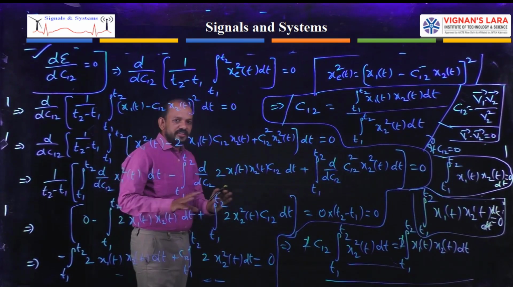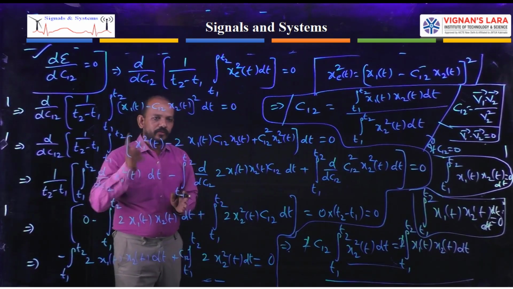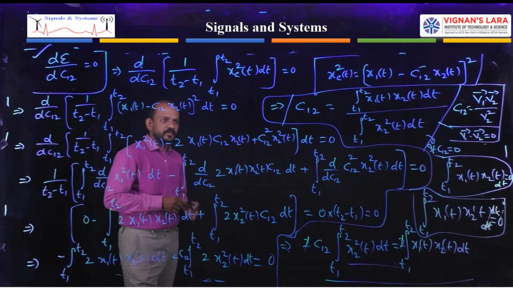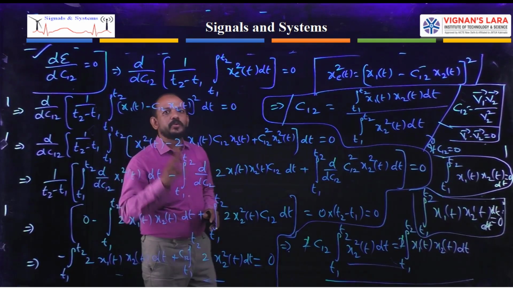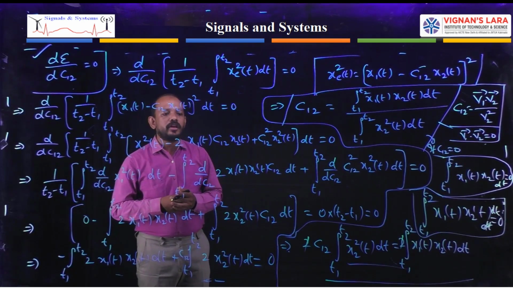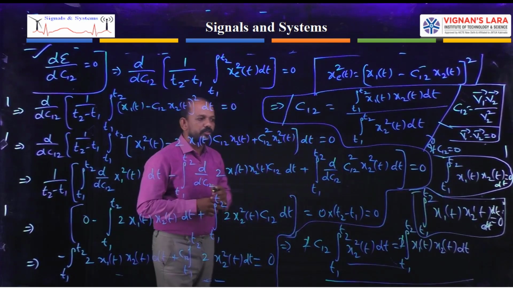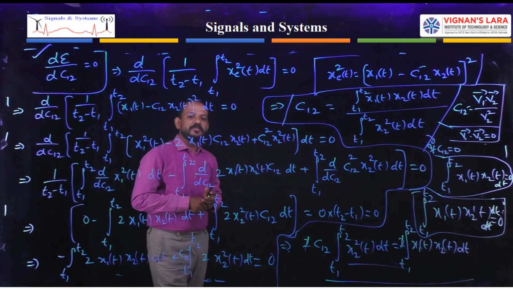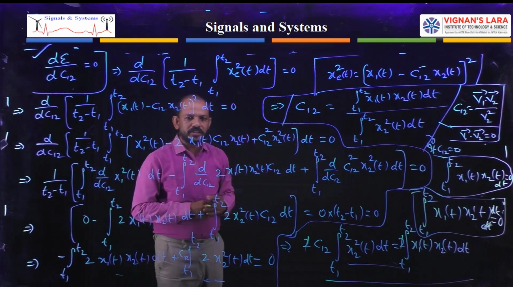So this is regarding the analogy between signals and vectors. The whole concept is to prove only one thing: whenever two signals are given, how to find out whether the signals are orthogonal or not? That will be found out by this equation: the integral t1 to t2 of x1 of t x2 of t dt equal to 0. Then the two signals are orthogonal. Otherwise, they are not orthogonal.